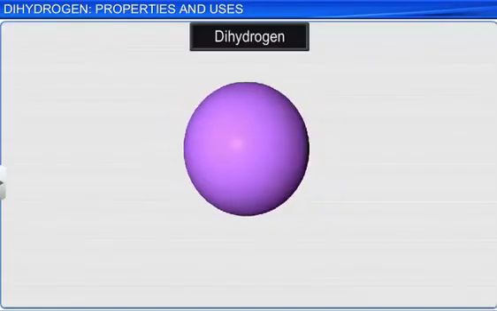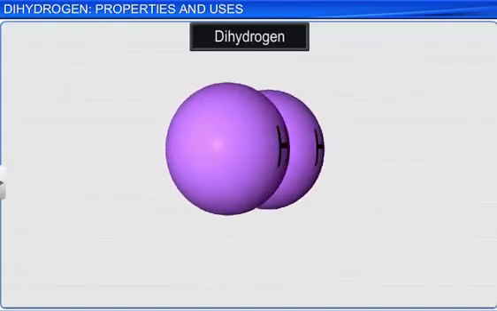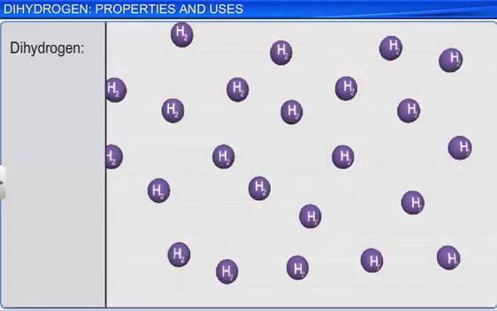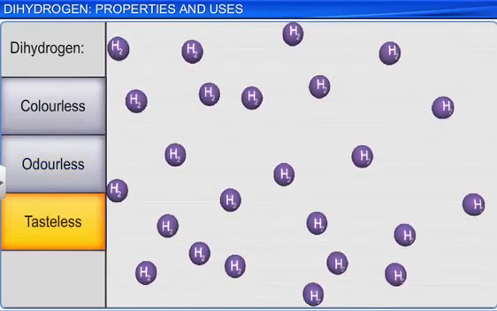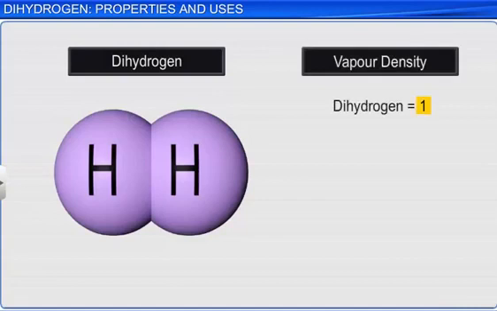Let us first discuss the physical properties of dihydrogen. Dihydrogen is a colorless, odorless, and tasteless gas. It is a non-poisonous gas with a vapor density of 1. Due to this, it is lighter than the air as its vapor density is 14.4.